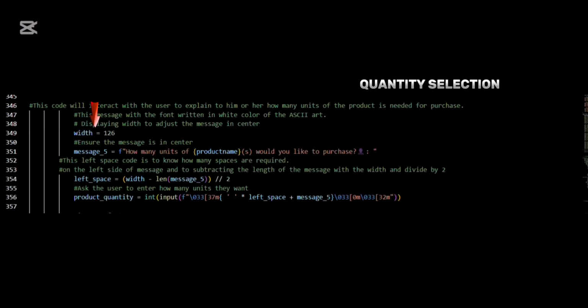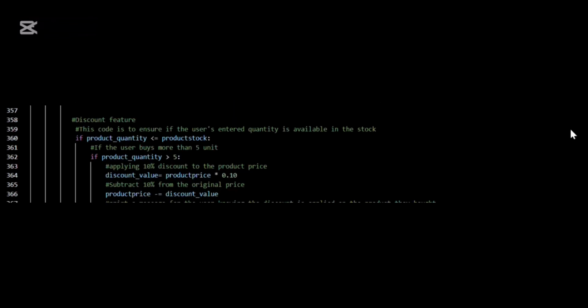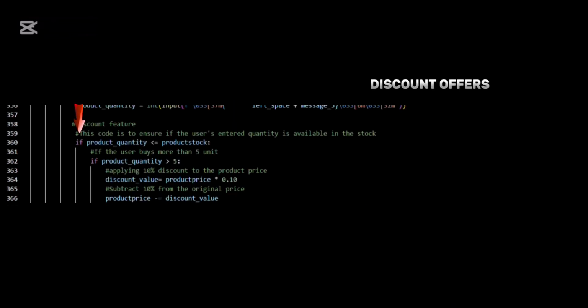This defines the total width of the output space where the message will be printed. Message 5 is the string prompt for the user asking how many units of the product they wish to purchase. This code checks if the quantity the user wants to buy is less than or equal to the available stock. If the user tries to buy more than what is in stock, this step will be skipped.